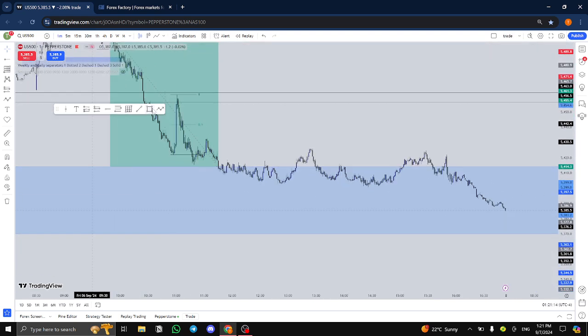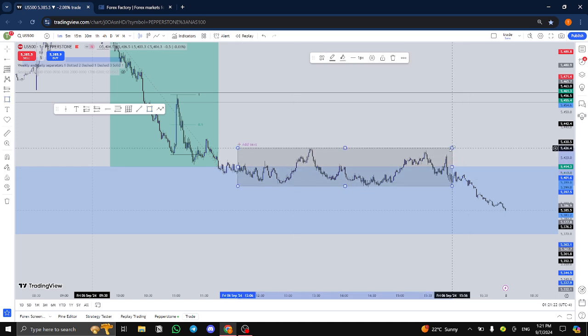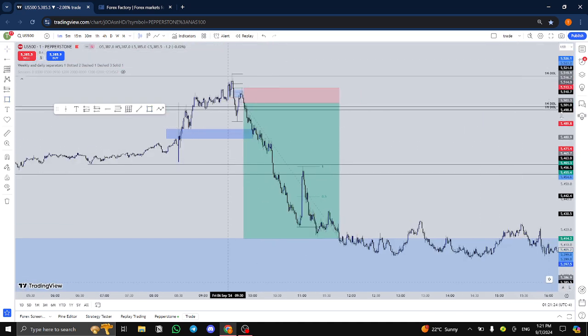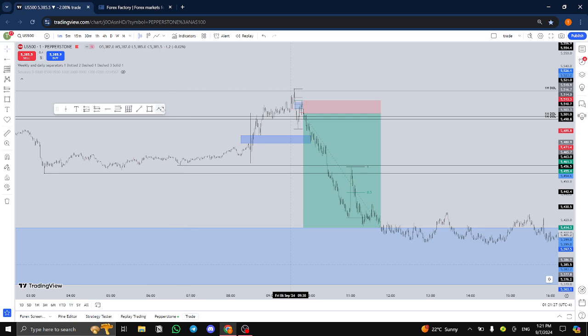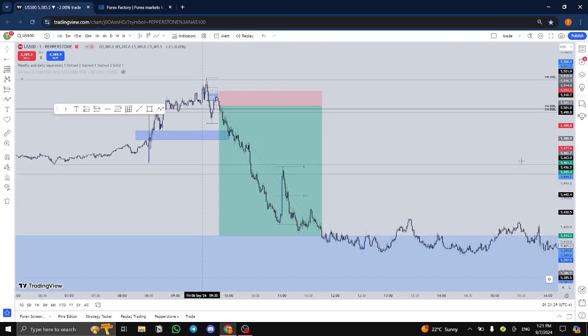So yeah, and then after that, price just chop, chop, chop. Look at that, chop, chop. Price just chopping around, and then price finally broke through that. Okay, so this is how I caught this trade. Yeah, that's pretty much it. See you guys.